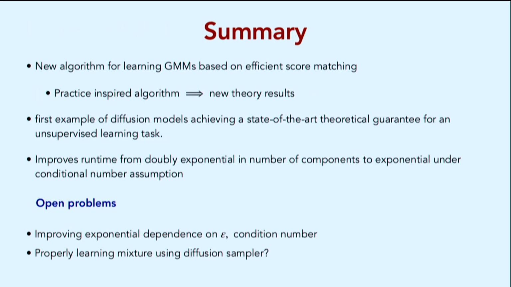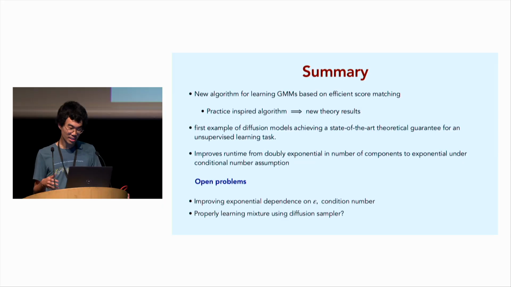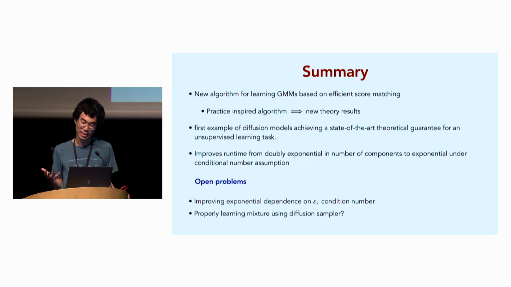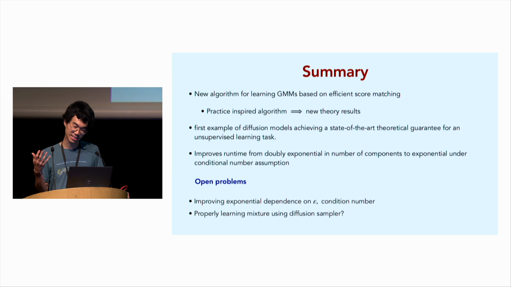To summarize, these authors give a new algorithm for learning Gaussian mixture models based on efficient score matching. Diffusion models are empirically very successful, and they actually give new theory results in this case. This is a first example of diffusion models achieving a state-of-the-art theoretical guarantee for unsupervised learning tasks. In particular, they improved the runtime from doubly exponential in the number of components to exponential under this condition number assumption. Some open problems here are improving this exponential dependence on epsilon and the condition number.